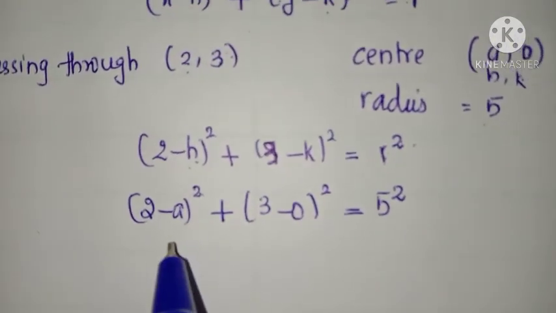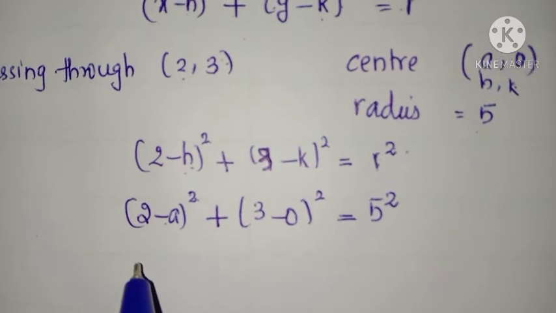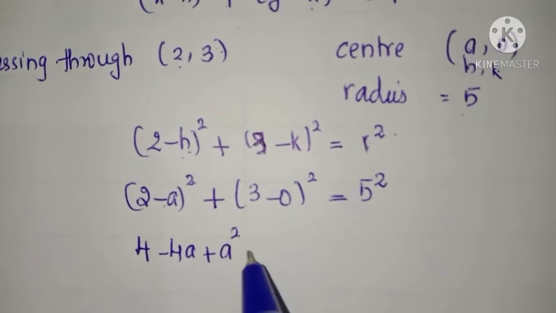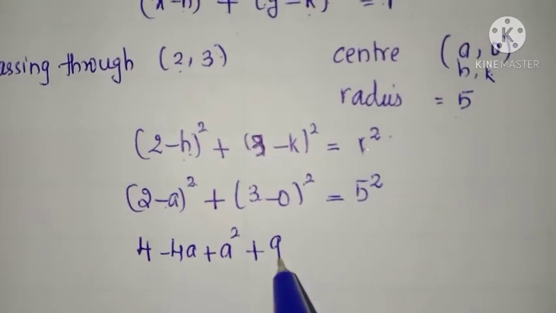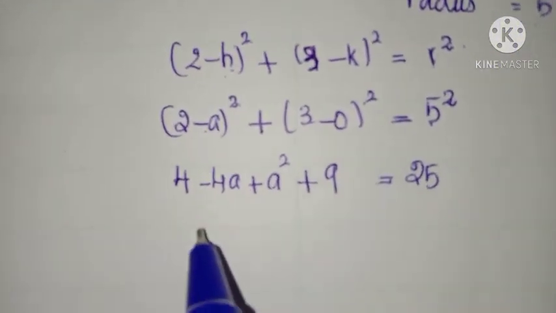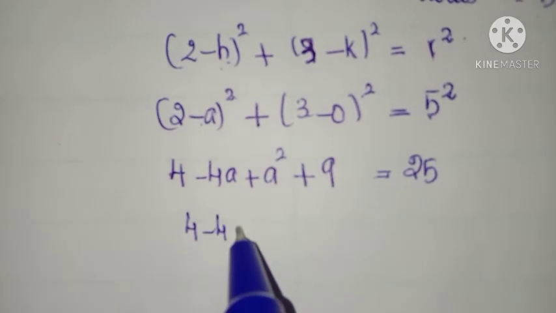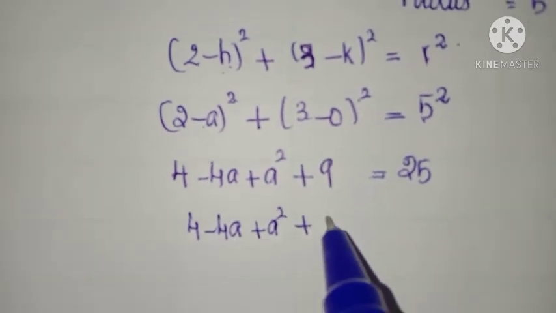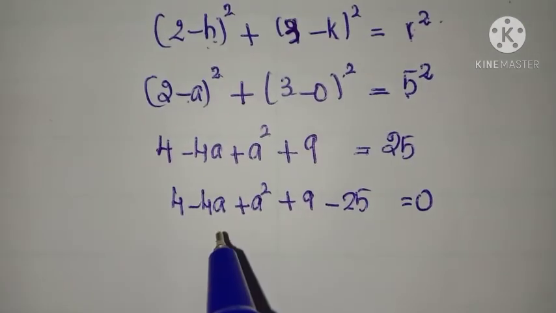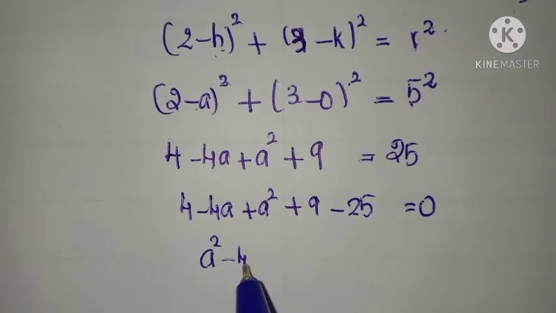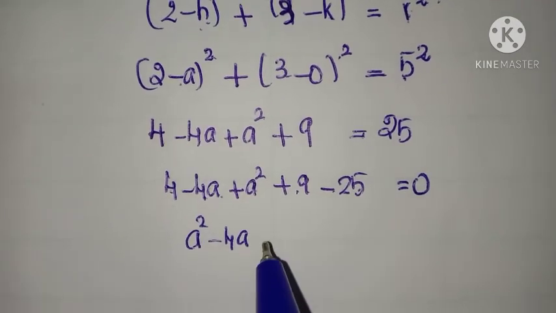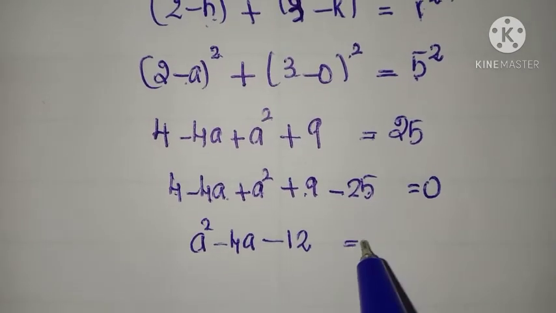So 5 square. Now expand using (a minus b) whole square. So this becomes 4 minus 4a plus a square plus 3 square is 9. 5 square is 25. Now take this 25 to here. So this becomes 4 minus 4a plus a square plus 9 minus 25 equal to 0. Now this can be written as a square minus 4a, 4 plus 9, 13. 13 minus 25 is minus 12 equal to 0.